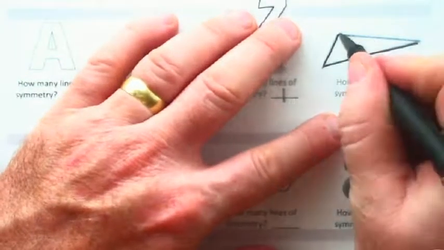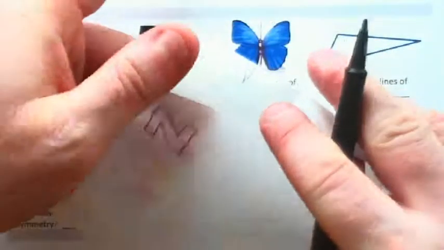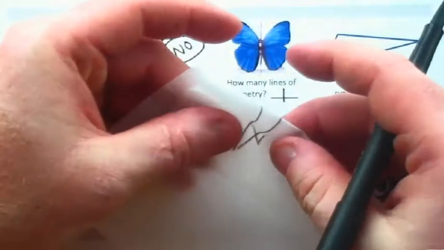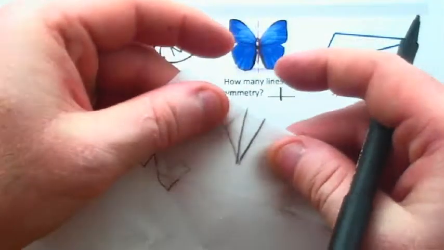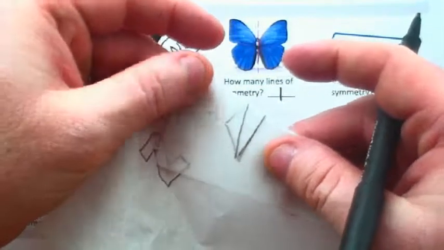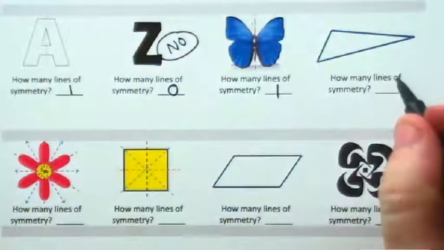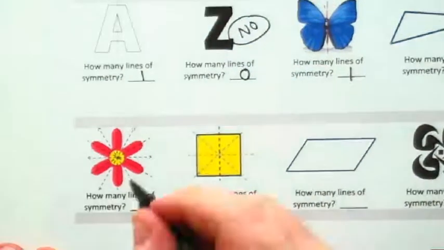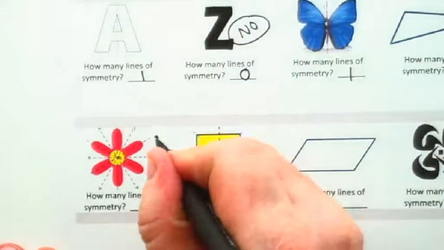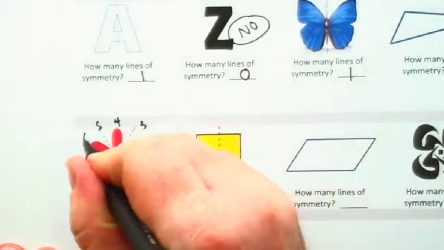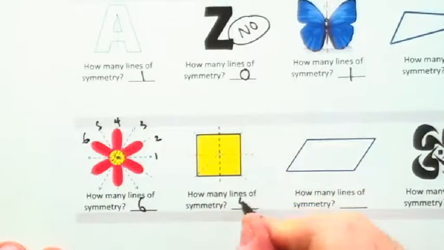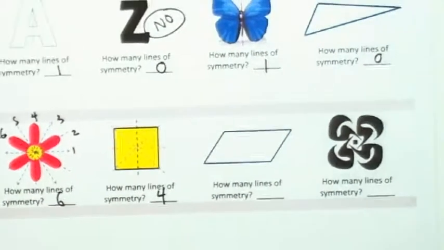Again, I'm going to use my patty paper to trace over it, and then I'm going to attempt to fold it onto itself. Now, I don't know how well you can see that, but it isn't going to happen. Hopefully you can see that. So there are no lines there. Here we have 1, 2, 3, 4, 5, 6 lines. Here there are 4 in our square.